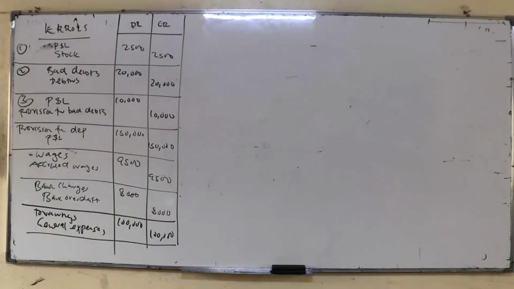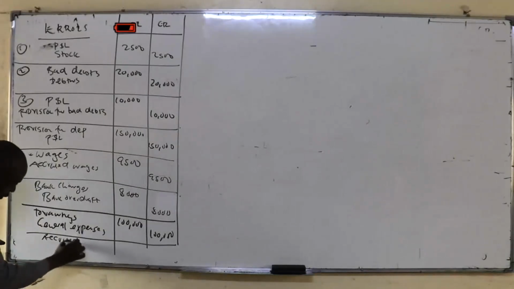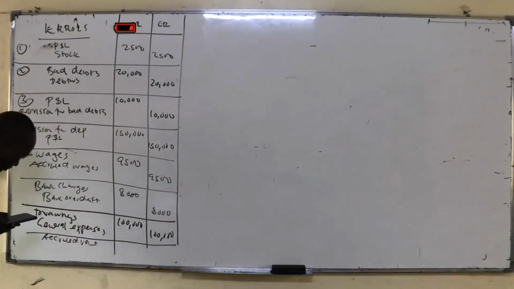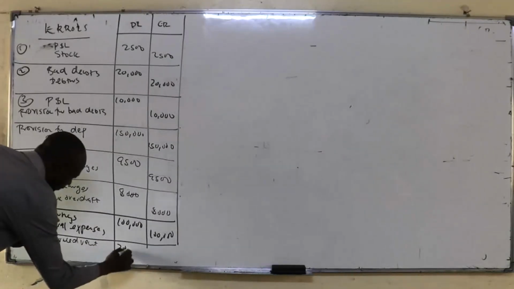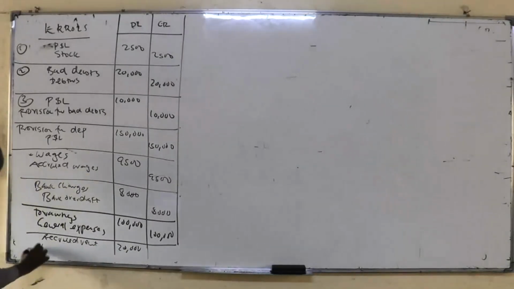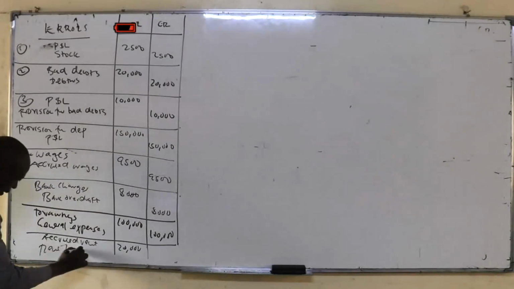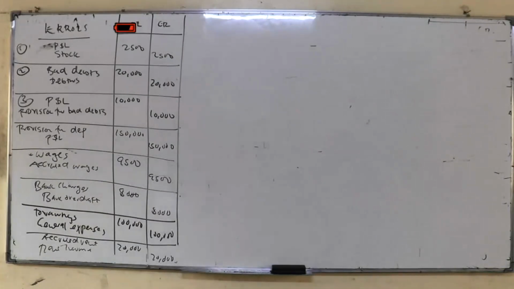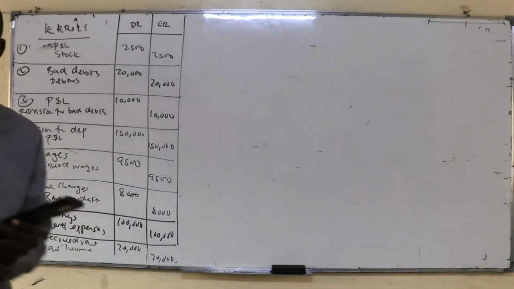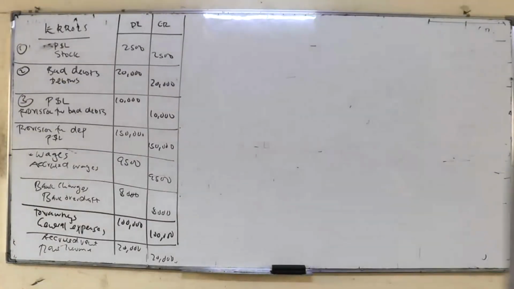So tunasema sasa hapa, you debit accrued rent, which is how much? 20,000. And then here we credit rent income, 20,000. So that is how we rectify errors. Any questions so far up to that point? Any questions so far?